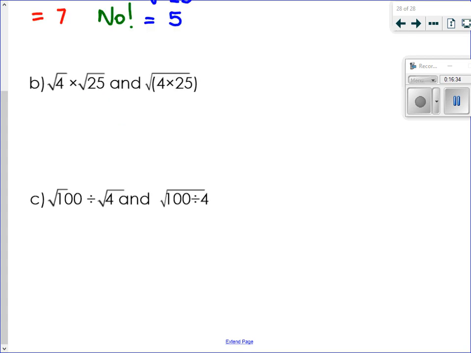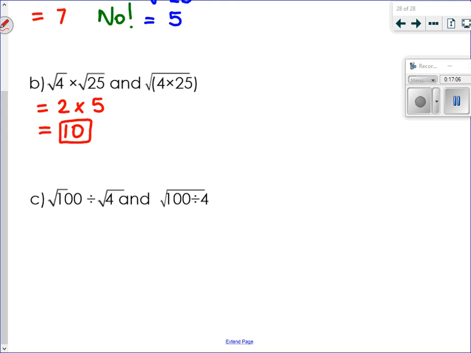Okay, let's have a look at the second one. The square root of 4, which is what two identical factors multiply together to give me an answer of 4. Hopefully you came up with 2, right? 2 times the square root of 25. What two identical factors multiply together to give me 25? 5 times 5. So 2 times 5 is what this expression is saying, which is 10.